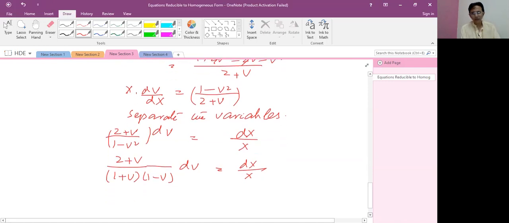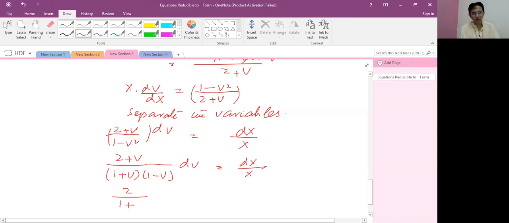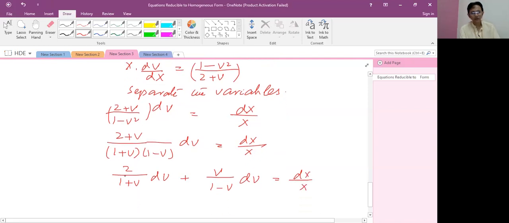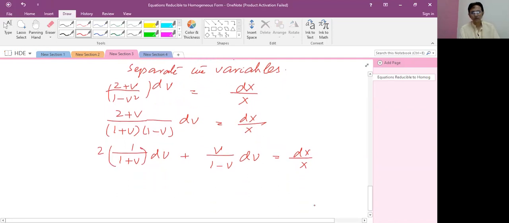In the next step, students, we separate it: 2 upon (1 plus v) into dv plus v upon (1 minus v) into dv equals dX upon X. 2 is a constant, students. If we write it in this form and divide, v divided by 1 minus v, if we multiply by 1, it means minus v plus 1, and we integrate. Change of sign.